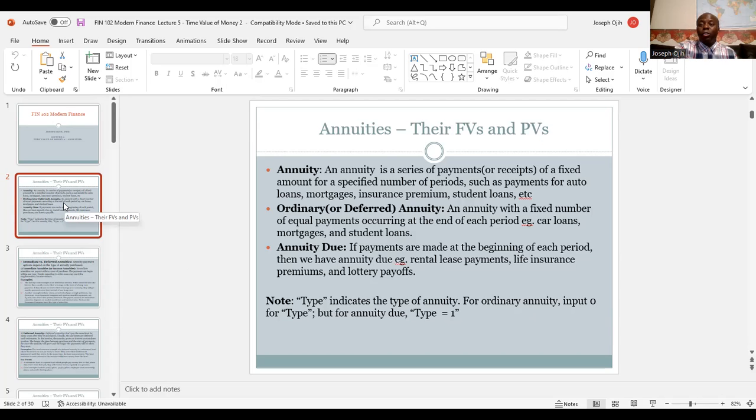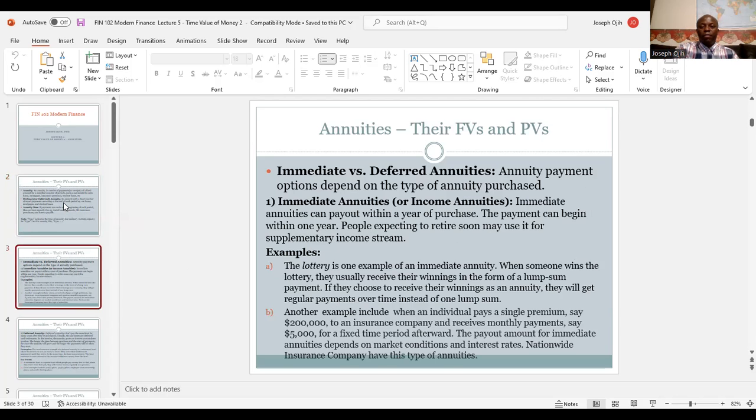Now, let us explain more about this annuity, because it is a very important type of investment. Why did I say that? A lot of people invest in annuities. Some people don't understand stocks and bonds, so they put their money in annuities. Now, look at this. That's immediate versus deferred annuity. These are the kinds of options you have. The option can be an immediate annuity or income annuity, or it can be a deferred annuity, similar to what we just explained a few minutes ago.